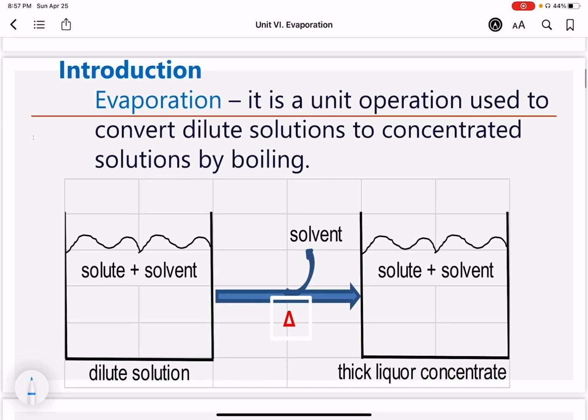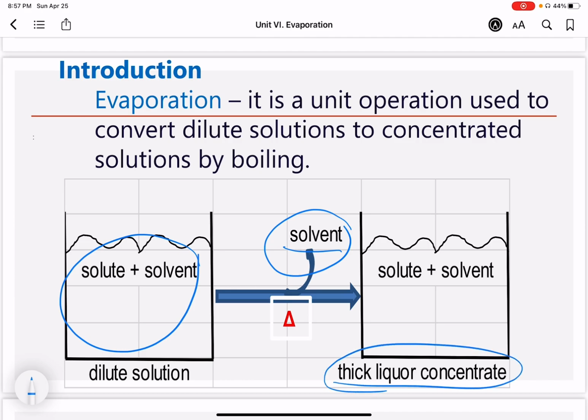So evaporation, one of the main methods used for the concentration of aqueous solutions, refers to the removal of solvent or water from a solution by boiling the solution or the liquor in a suitable vessel. We call it an evaporator, and we withdraw the vapor, the solvent. Now, if the solution contains dissolved solids, the resulting strong liquor may become either a saturated or a thick liquor concentrate so that crystals are deposited.